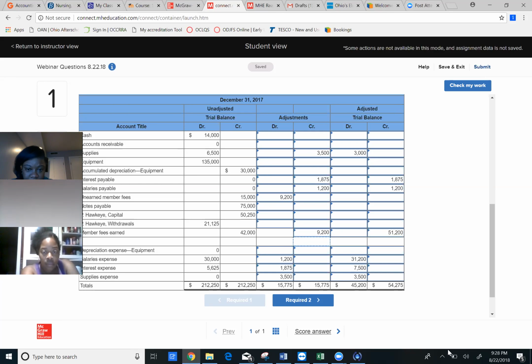So it was 42,000 plus 9,200, which is 51,200. And so this was a credit in unearned member fees. And then we have a debit, so it's going to be a subtraction. But the balance is higher in the credit, so it's going to stay a credit. Does that make sense? Yes. So 15,000 minus 9,200 is 5,800, which is what they told us it was supposed to be.